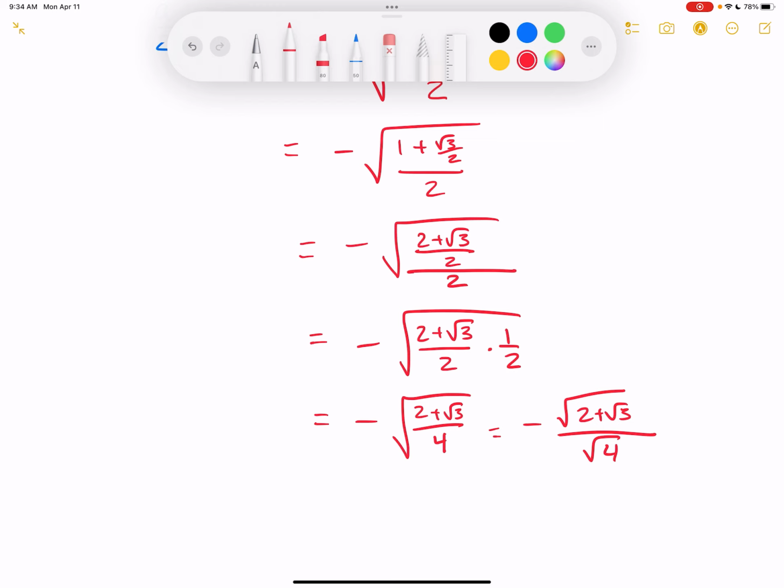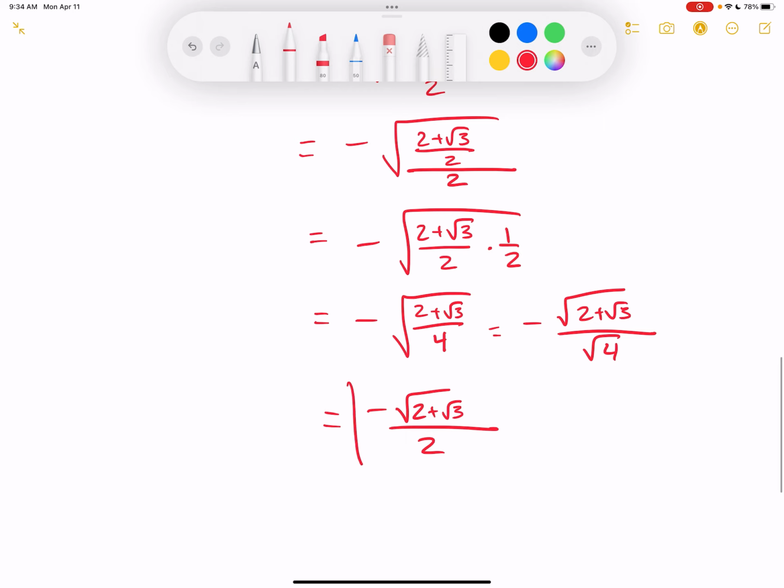And then the bottom becomes what? That's just 2. So then I have negative the square root of 2 plus the square root of 3, all over 2. And that would be my final answer. So kind of see what I mean?